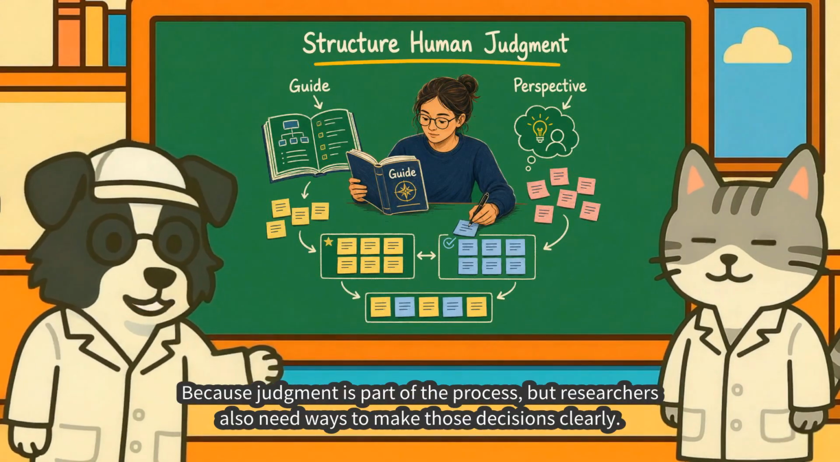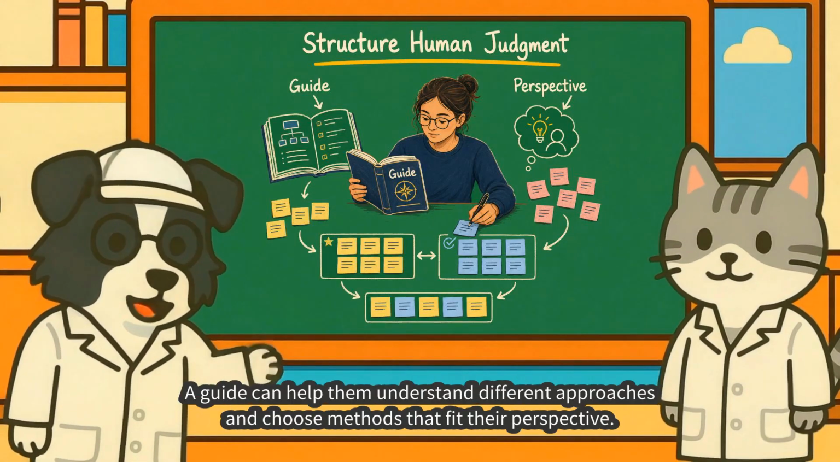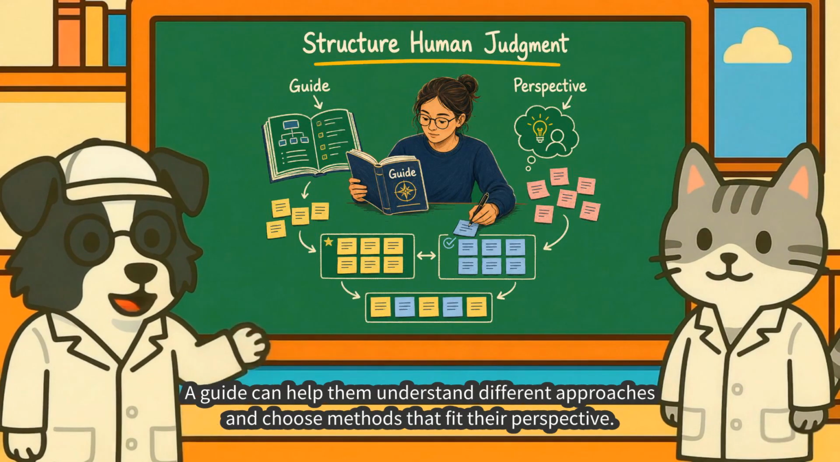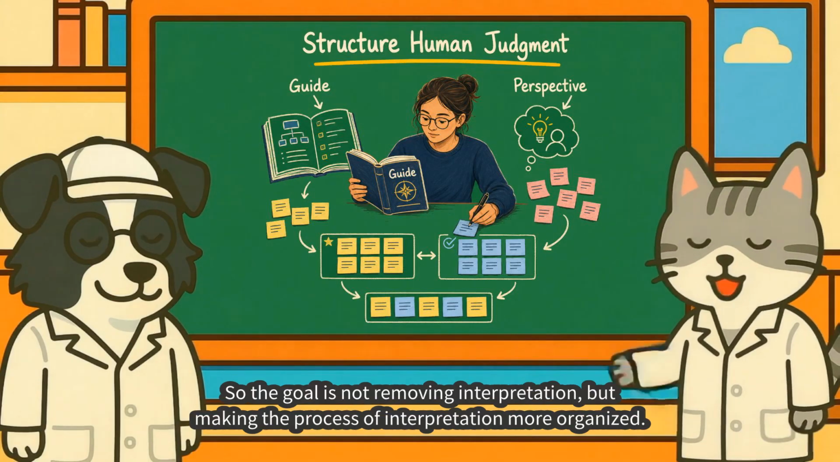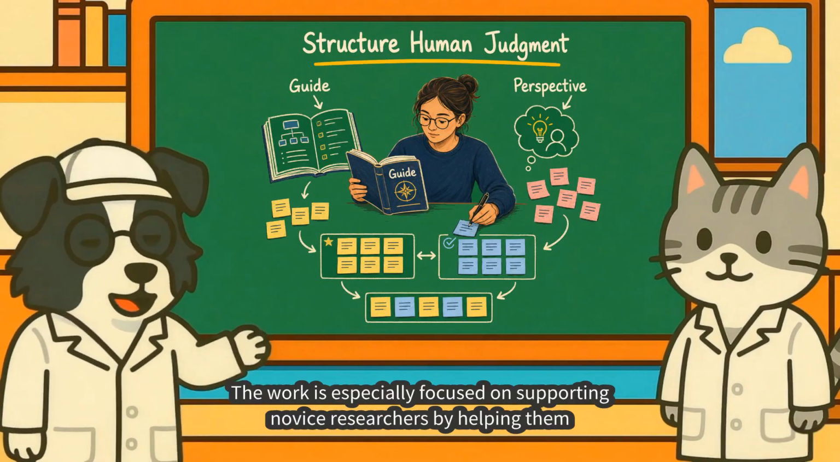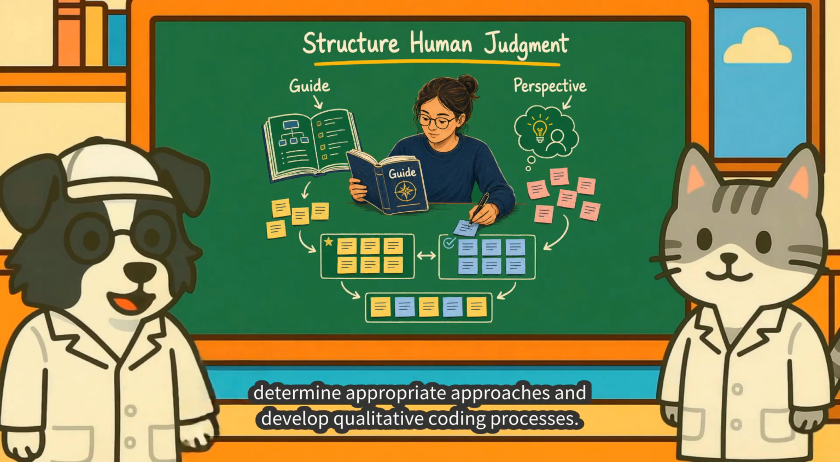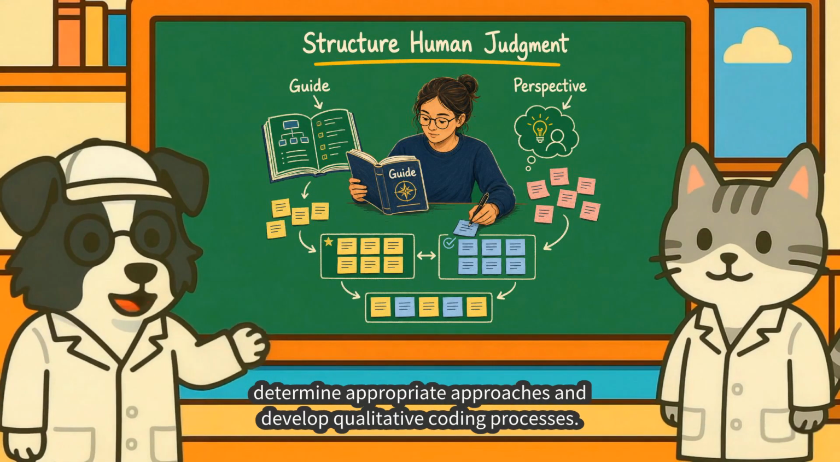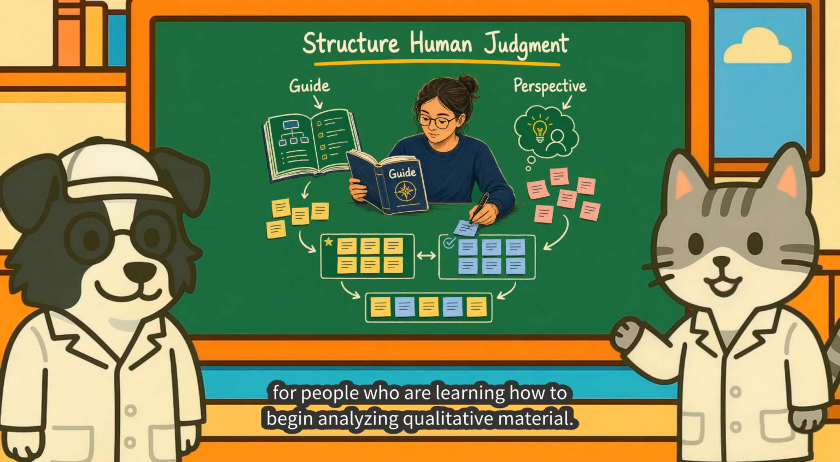Because judgment is part of the process, but researchers also need ways to make those decisions clearly. A guide can help them understand different approaches and choose methods that fit their perspective. So, the goal is not removing interpretation, but making the process of interpretation more organized. Exactly. The work is especially focused on supporting novice researchers by helping them determine appropriate approaches and develop qualitative coding processes. That means the guide is useful not only for experienced researchers, but also for people who are learning how to begin analyzing qualitative material.